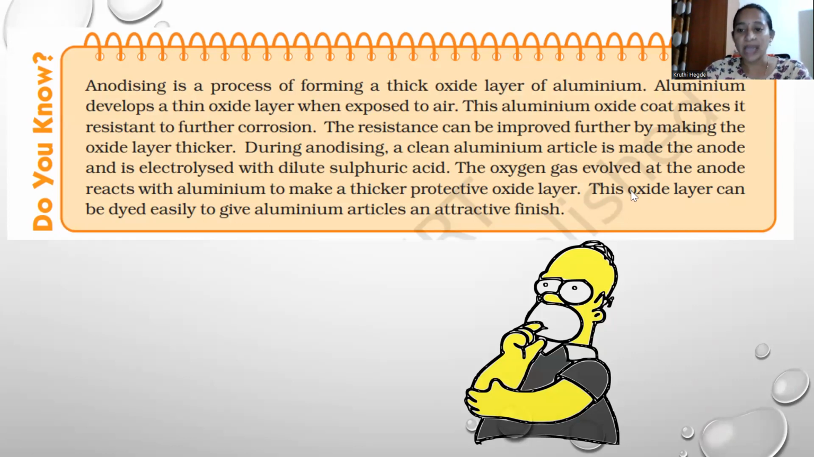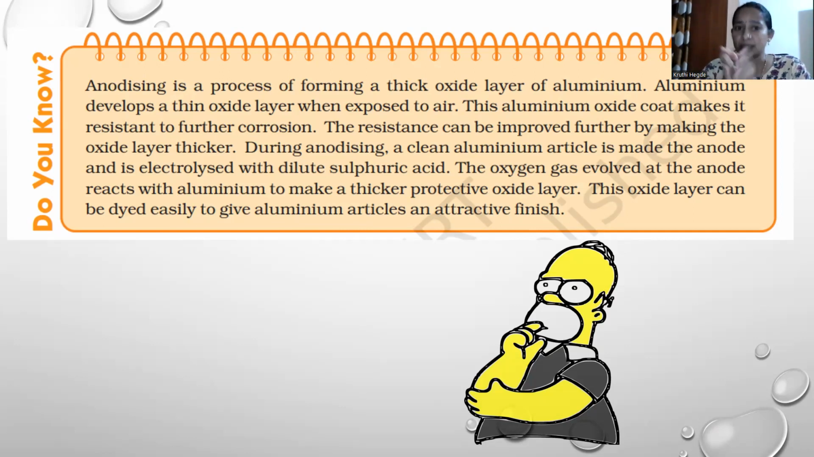The oxygen gas evolved at the anode reacts with aluminium to make a thicker protective oxide layer. This oxide layer can be dyed easily to give the aluminium article an attractive finish. This is one way to protect aluminium articles from getting corroded. When you purchase any aluminium articles, like aeroplanes, the body parts of aeroplanes are also made up of aluminium, but that should not be corroded, right? There we can go for anodizing.